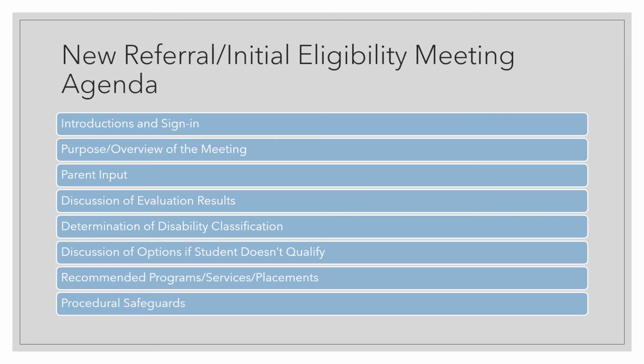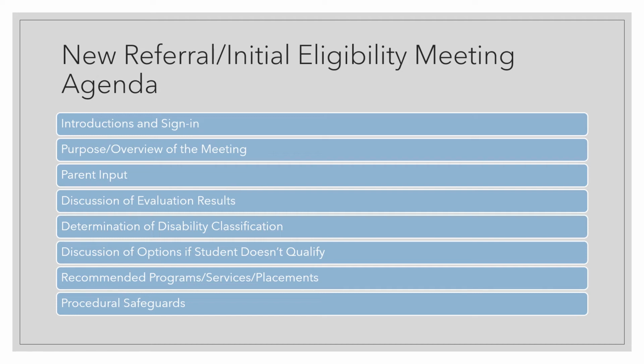Each CSE meeting refers to a different agenda. First, in a new referral initial eligibility meeting, it's important to complete introductions and sign in. The CSE chair will then review the purpose and overview of the meeting. They will then receive parent input and feedback. The school psychologist will then review evaluation results, and then the committee will determine if the student qualifies as a student with a learning disability by reviewing the 13 different classifications.